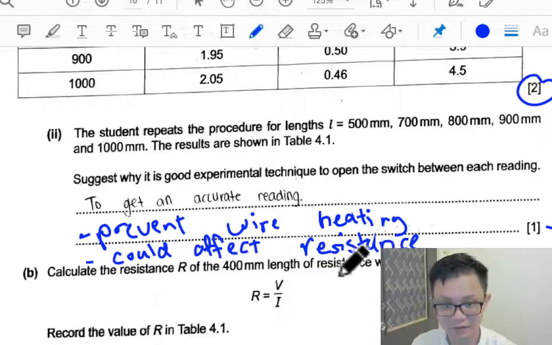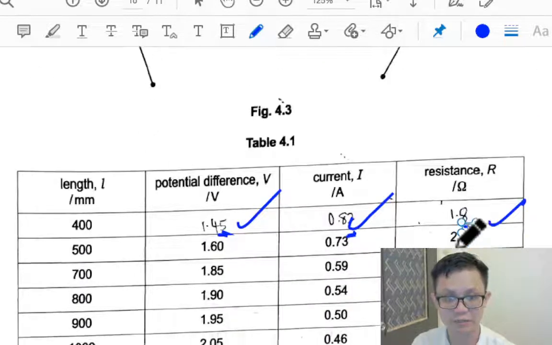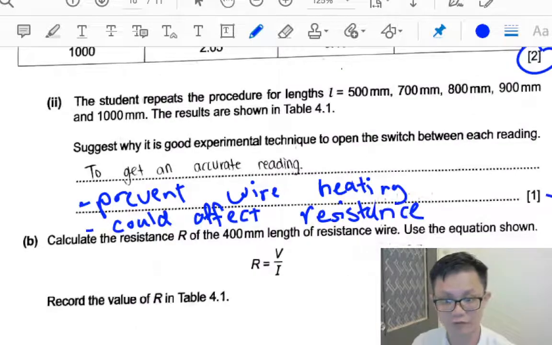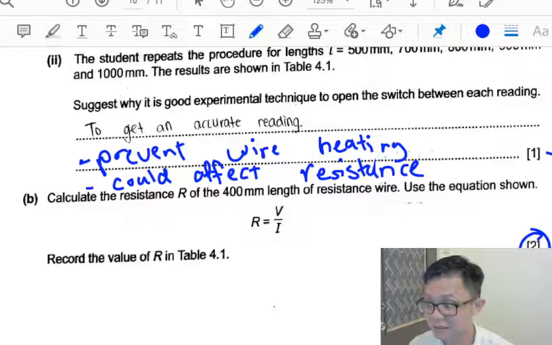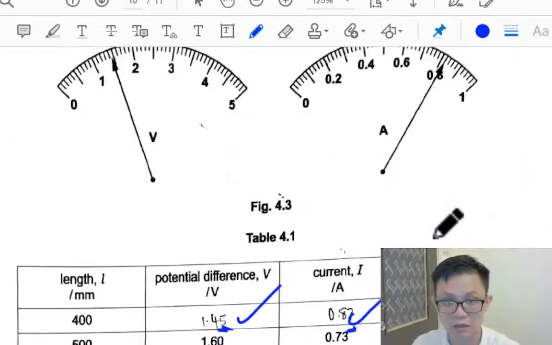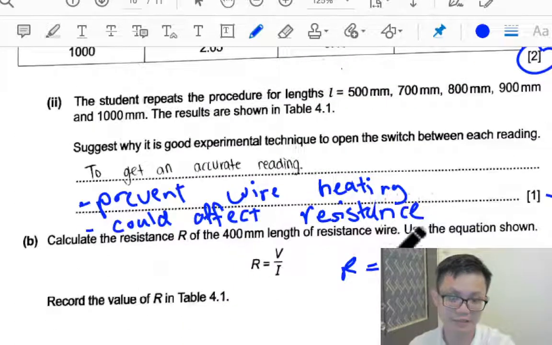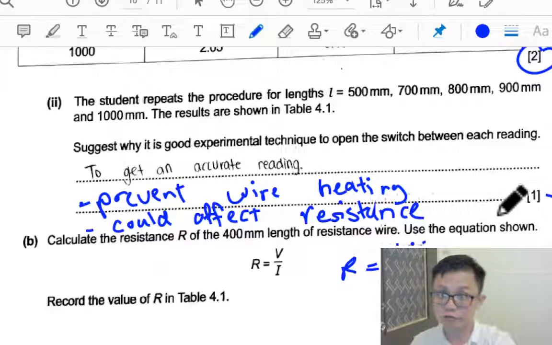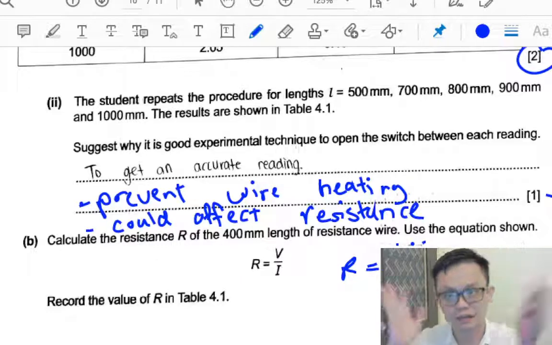Calculate R. So R equals V divided by I. The student already did it: 1.8. Okay, so you get 2 marks for this. But there is no working. In the marking scheme, there is no working required, so you still get the mark. That's why I say yeah. But it's better if you do the working. R equals 1.45 divided by 0.82. You never know the exam paper. Sometimes they require you to do working for 1 point and the answer for 1 point. So it's just better to do the working.